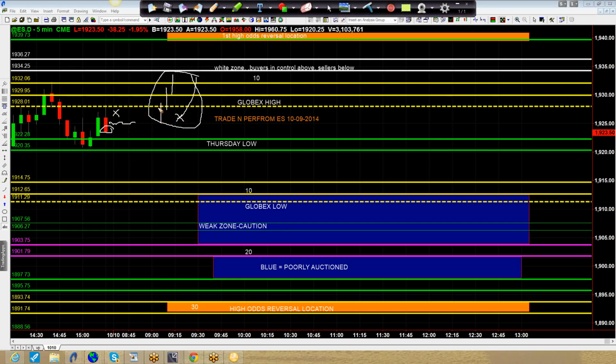Sorry about that, guys. Okay, so open drive higher, little to no rotation. The key to knowing that we're actually in an open drive higher, potential trend day up, is that the first 5 minute bar will be marked by the low. Pretty simple to identify this without getting run over.